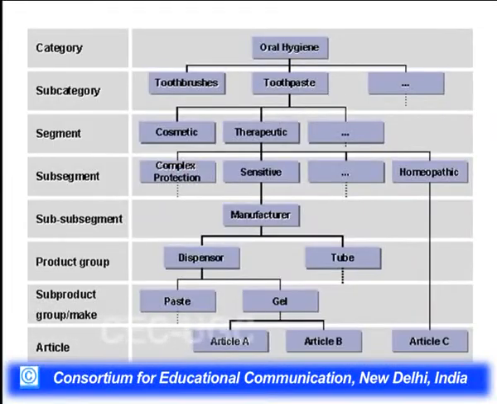Again, there is sub-classification possible, in the sense that within the therapeutic form, I could be looking for something for a sensitivity problem, or a cosmetic protection, or a homeopathic kind of solution. Within that, I could be looking out for different kinds of manufacturers. I can look at different product groups like a dispenser or a tube. I can look at various options available within a similar category, like going in for a paste or a gel, and within gel or paste, what all brand options I have.